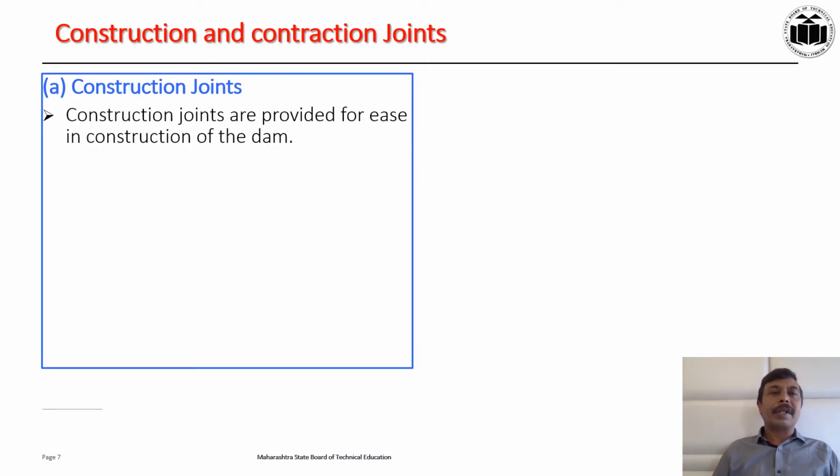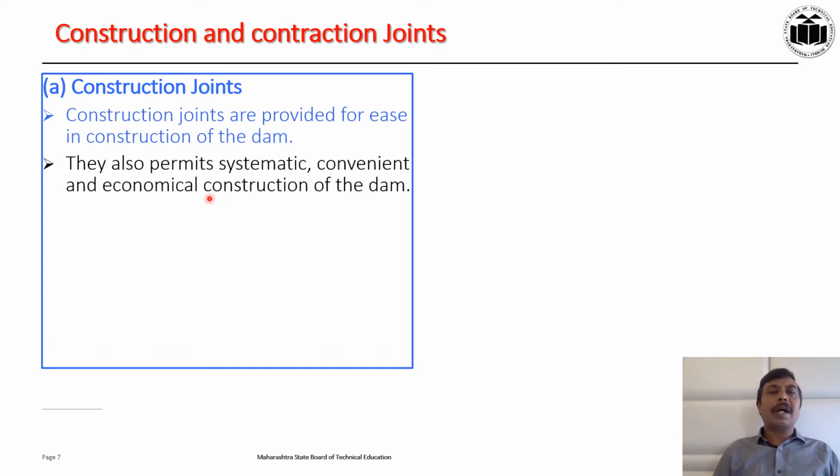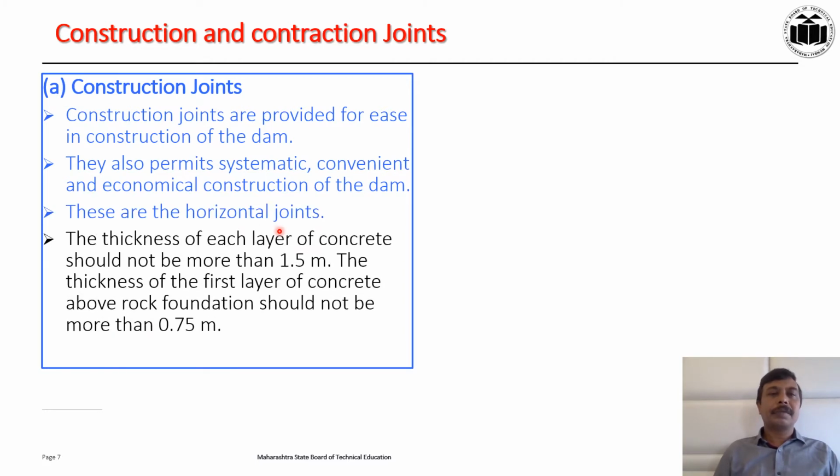Construction joints. Construction joints are provided for ease in construction of the dam. They also permit systematic, convenient and economical construction of the dam. These are the horizontal joints. The thickness of each layer of concrete should not be more than 1.5 meter. The thickness of the first layer of the concrete above the rock foundation should not be more than 0.75 meter.